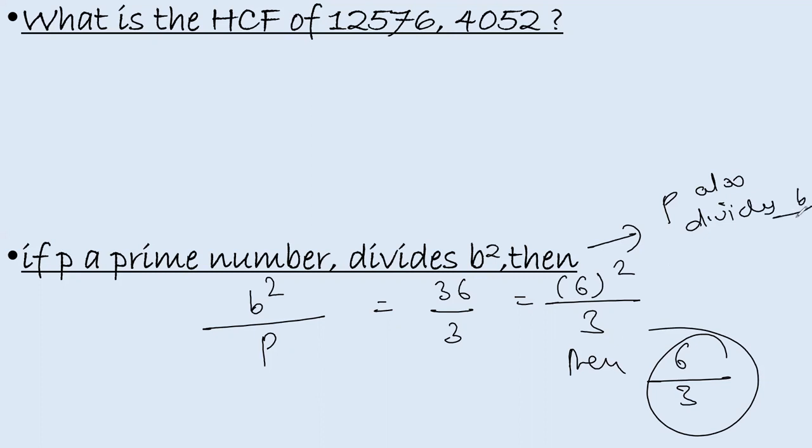If any square number is divisible by a prime number, then the number is also divisible by that prime number. अगर 36 मतलब 6 का स्क्वायर अगर 3 से डिविजिबल है तो 6 भी डिविजिबल होगा. अगर 7 का स्क्वायर 7 से डिविजिबल है तो 7 भी 7 से डिविजिबल होगा. Okay, I think it's very much clear. So this is the answer. P also divides b. This is the fundamental theorem of arithmetic. Okay, now moving towards the next part.